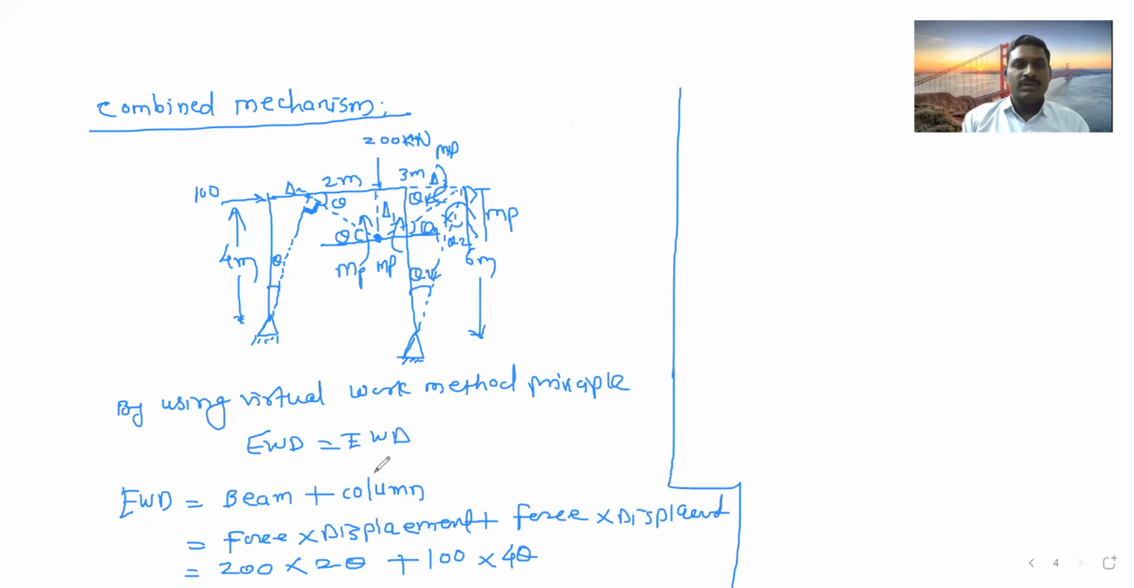Okay. So now please do this calculation. So EWD is equal to 400 theta plus 400 theta. So total 800 theta. This will be 400 theta plus this will be 400 theta. So total 800 theta, correct? So now we will go to the internal work done.